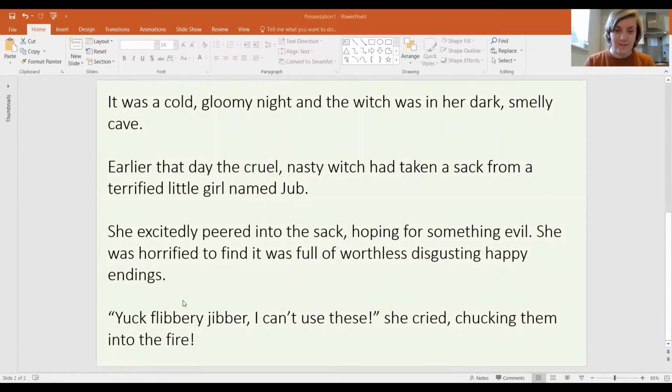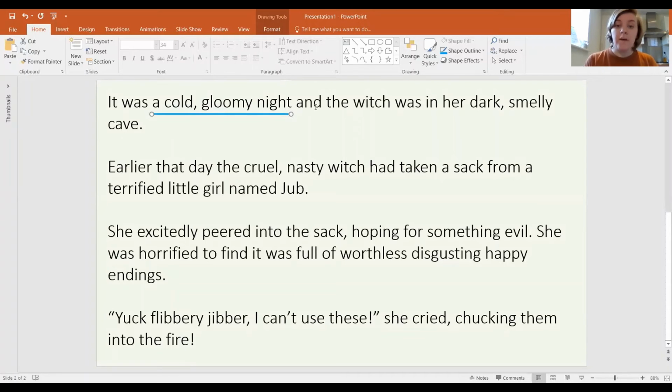Now, this is a lovely piece of work. I'm going to go through it and look for those things that I've said. Now, I definitely heard some expanded noun phrases, so I think I'll start there. So I've got, it was a cold, comma, gloomy night. Now, there's an expanded noun phrase correctly used with a comma. Cold, comma, gloomy night. So there is my expanded noun phrase underlined.